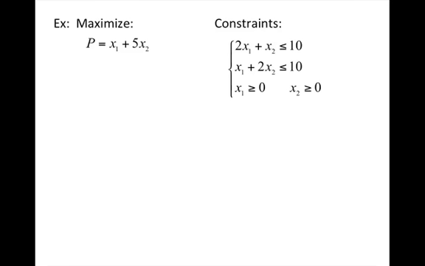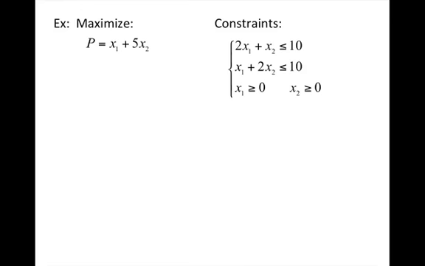In the first example, I want to maximize p equals x sub 1 plus 5x sub 2. And my constraints are 2x sub 1 plus x sub 2 is less than or equal to 10. x sub 1 plus 2x sub 2 is less than or equal to 10. And x sub 1 and x sub 2 are both greater than or equal to 0.